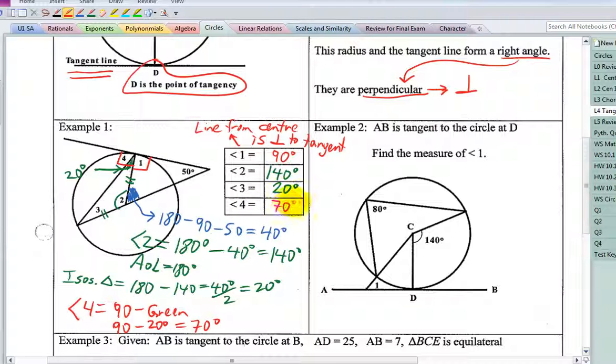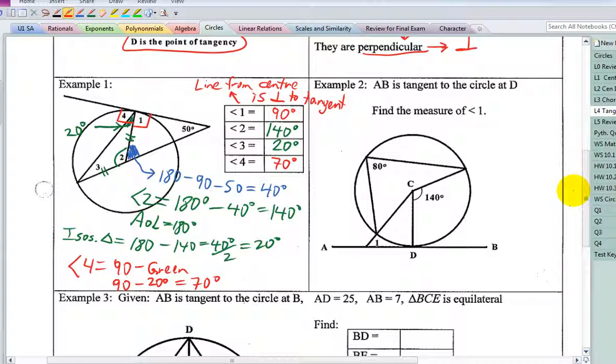So again, I tell you to find an angle, but you've got to do more work first. So you're going to see that today. You have to use your rules to find more than just what I'm asking for. Okay. Any questions? Okay, so we're stepping it up a little bit.